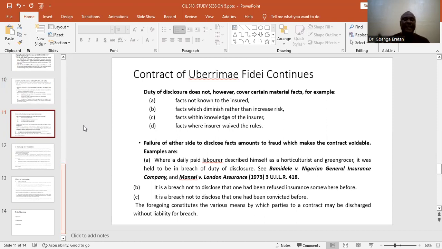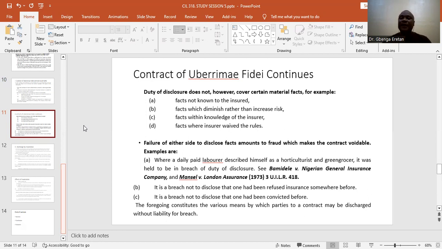Failure of either side to disclose facts amounts to fraud, which makes a contract voidable. In other words, there are contracts you may enter into where the parties in that contract fail to disclose facts. It does not make the contract void. It makes it voidable. And once it is voidable, parties can still see benefit from it, and parties can still go into the contract.